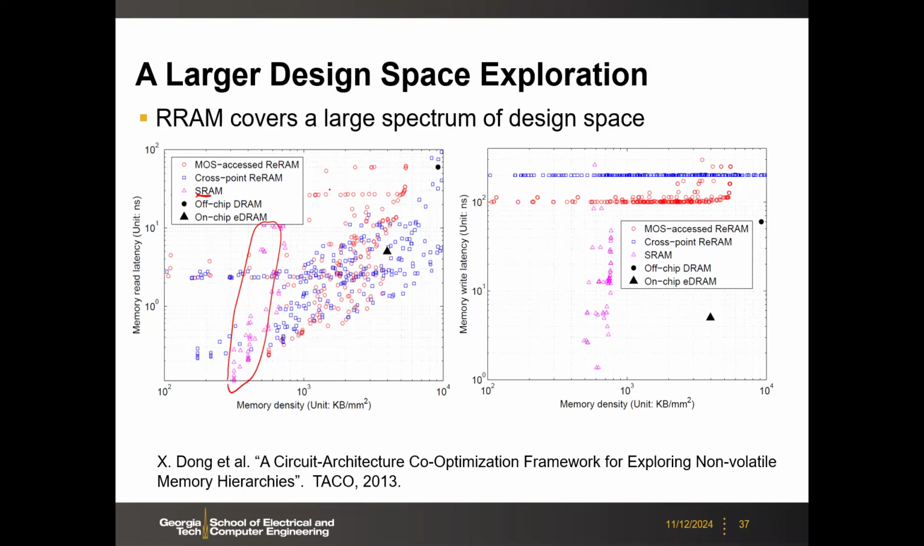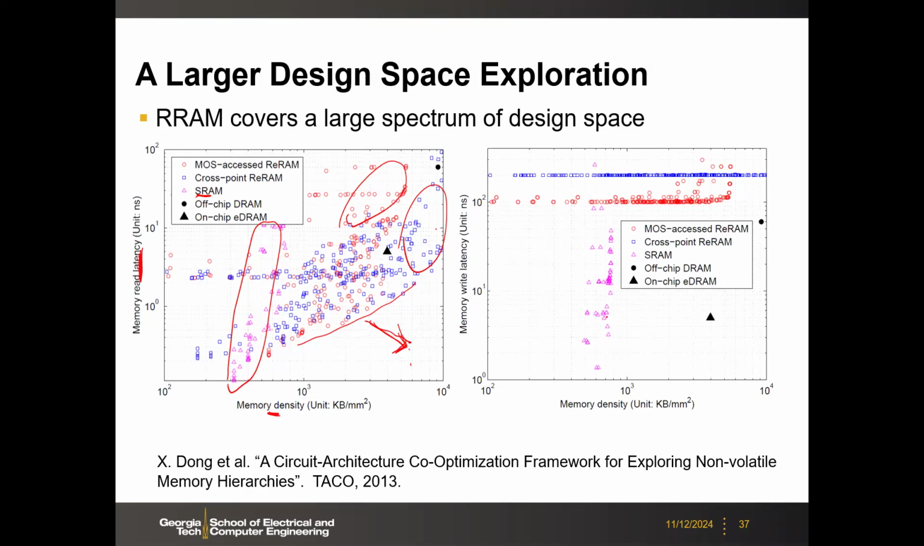So let's say the 1T1R RRAM, then of course the memory density could be higher. But you also see the latency is higher, right? So here, you want this corner, okay? Higher density, but lower latency. You want this corner, okay? So that's the envelope, right? You're looking along this direction.